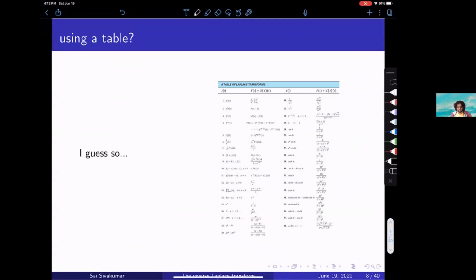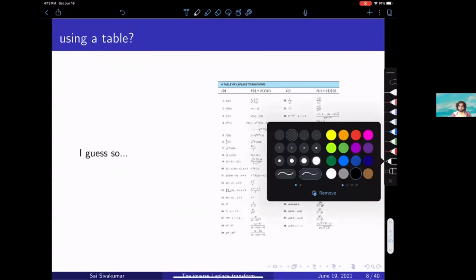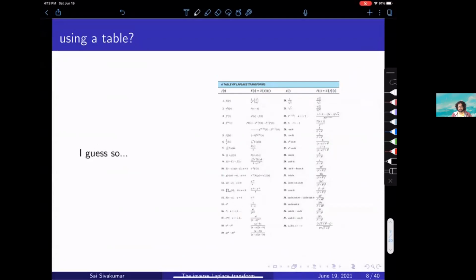Another thing about using a table: if you've already worked out what you were trying to do after taking the Laplace transform of both sides of some differential equation, you're probably going to get some nasty rational function, p of s over q of s, and hopefully the degree of q is bigger than the degree of p. Then you're going to apply partial fraction decomposition, which is annoying, but you just got to do what you got to do, right?